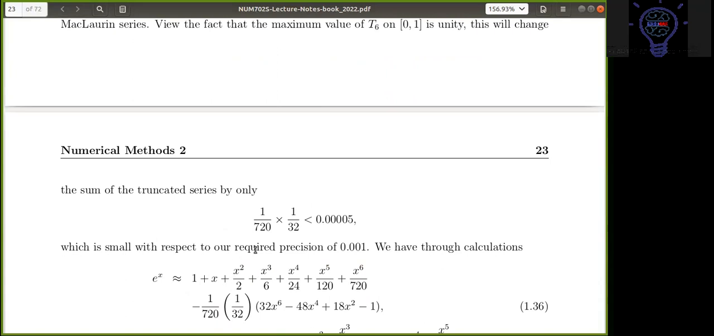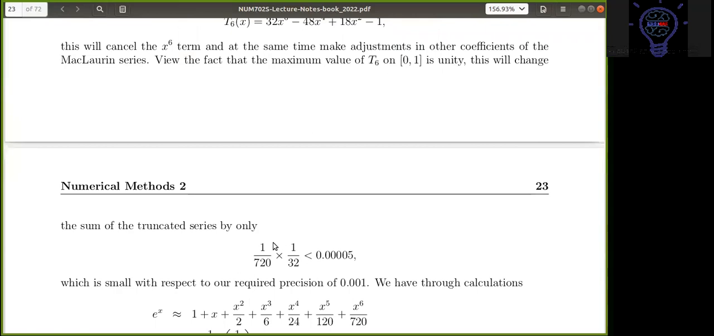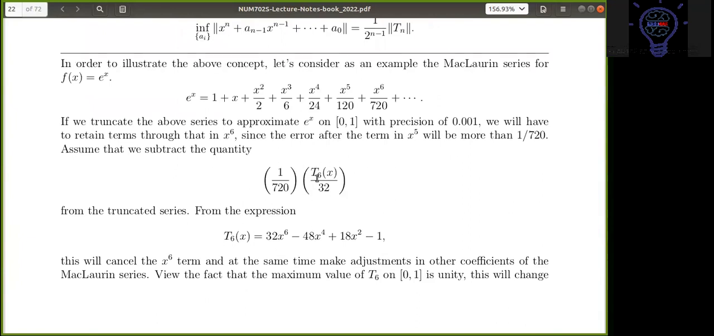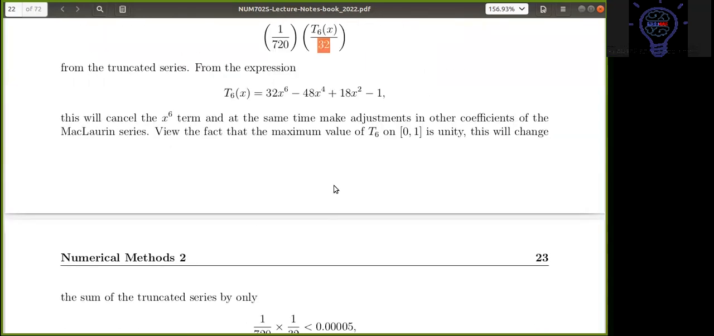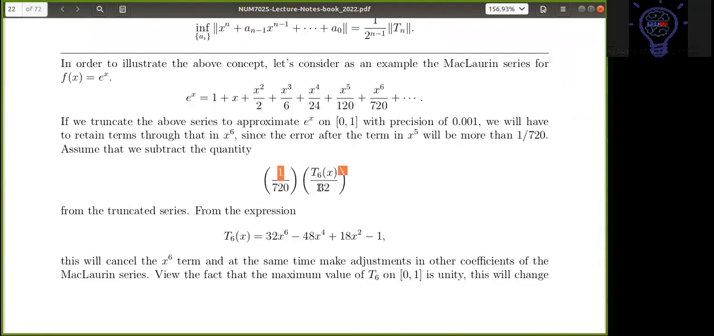Now, if we compute the truncated series and look at the maximum error that will be incurred, we know already that the maximum error for the Chebyshev polynomial is unity, right? The maximum for Chebyshev will be unity, and we will have to divide that by 32, right? This is what we say here.